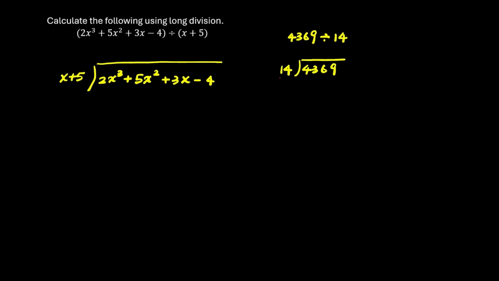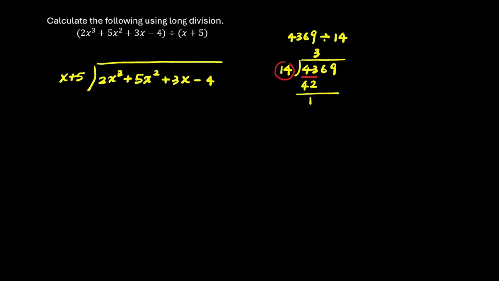Okay, now for the numbers. Our divisor 14 has two digits. So we look at the first two digits of our dividend, 43. We need to figure out what number, when multiplied by 14, will get us as close as possible to 43 without going over. Let's try 3. 3 times 14 is 42. So we write 42 right under the 43. And then we subtract, we get a remainder of 1.